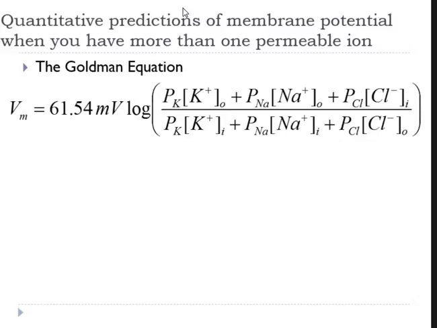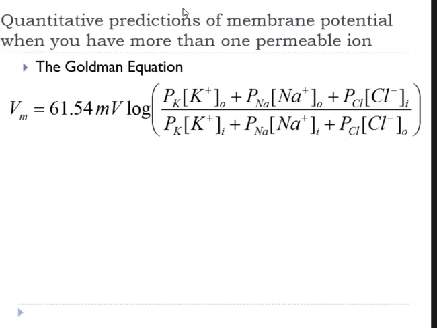It's called the Goldman equation. I've also seen it called the Goldman-Hodgkin-Katz equation for the original paper in which it was published. This should look vaguely similar to the Nernst equation. So if you look at the Nernst equation, let me draw it up here. It's 61.54 millivolts divided by the charge times the logarithm of the concentration outside divided by the concentration inside. That's the Nernst equation.